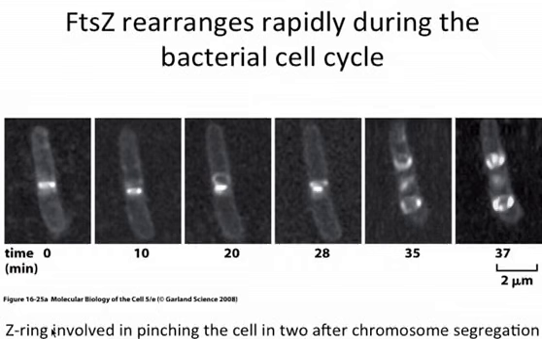And it also rearranges rapidly during the bacterial cell cycle. And so you can see time 0 all the way to 37 minutes. And so here's your FtsZ staining, and you can see it's pinching off, and then you've got your division. And then it actually is already assembling over here for the next one. So it's similar to the contractile ring, but remember, it's not made of actin.